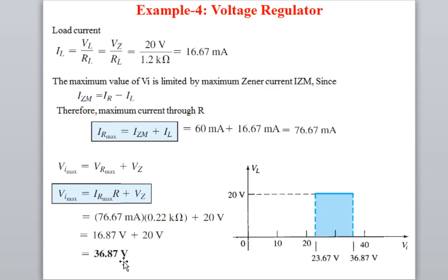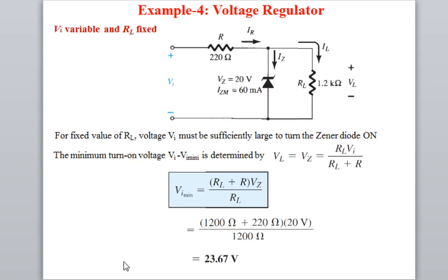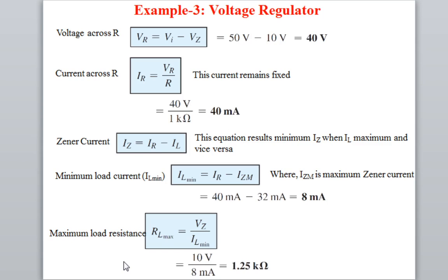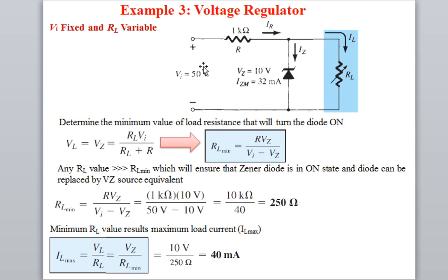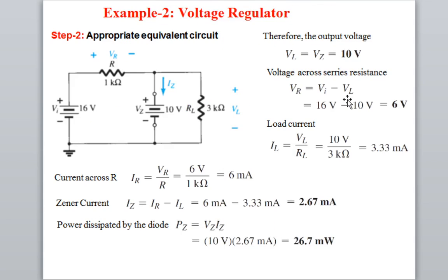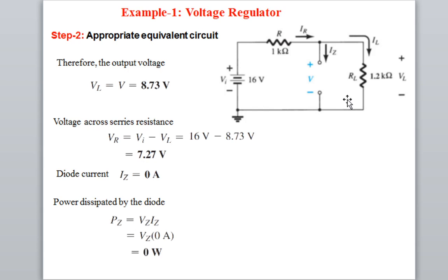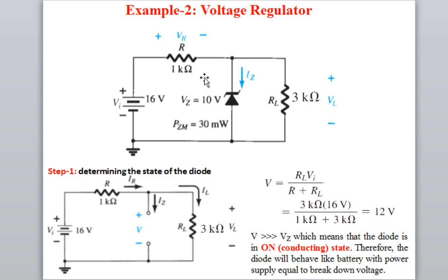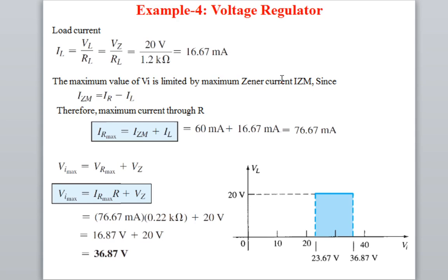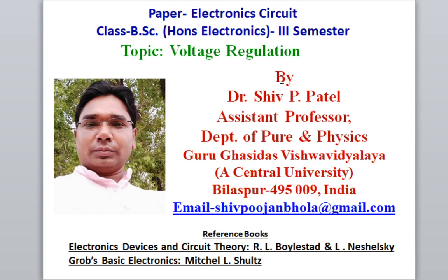So in this case we have analyzed the input voltage variable and the load resistance fixed. In problem 3 we analyzed the input voltage fixed and the load resistance variable, and in examples 1 and 2 we analyzed when the input voltage and load resistance were fixed. So this is all about the voltage regulation circuit.